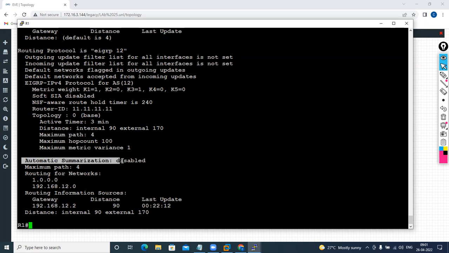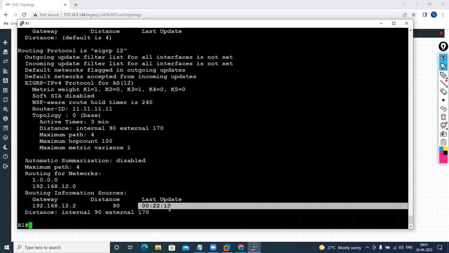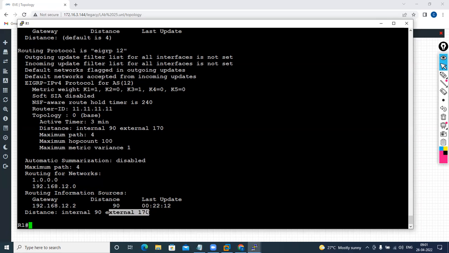So automatic summarization is disabled, and same thing again, maximum paths 4. So these are the directly connected networks that are advertised under EIGRP. This is the source. This is the neighbor IP, distance, and the uptime. Again, it is showing internal as 90, external as 170. Same information. Now this part is clear.